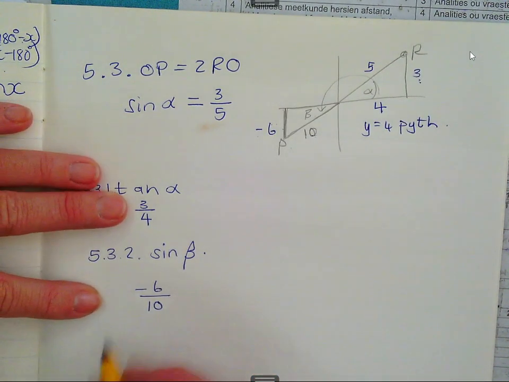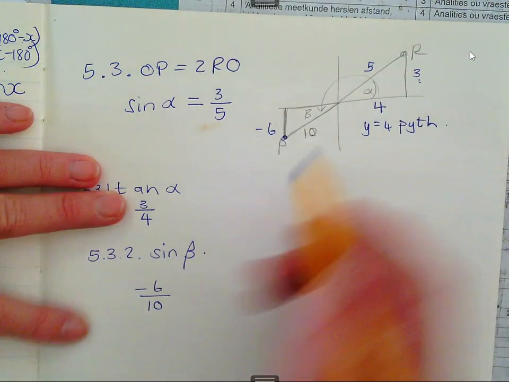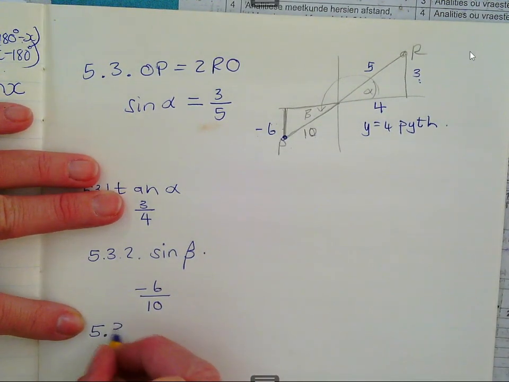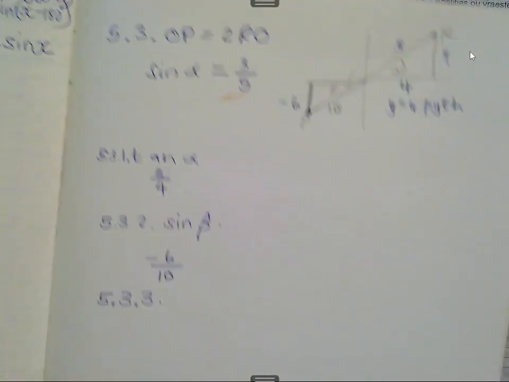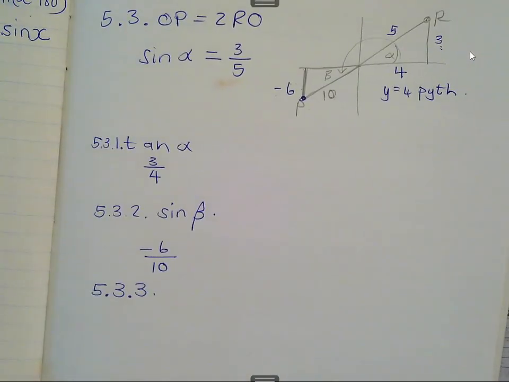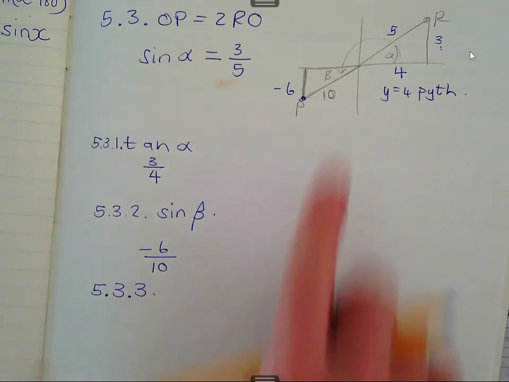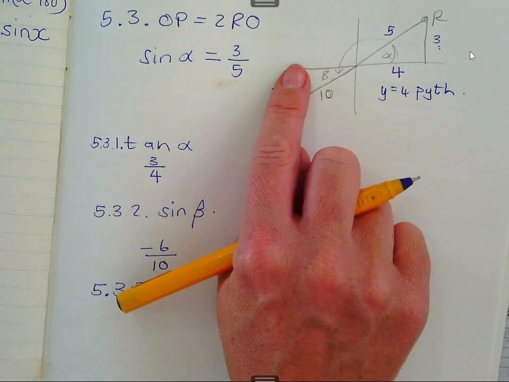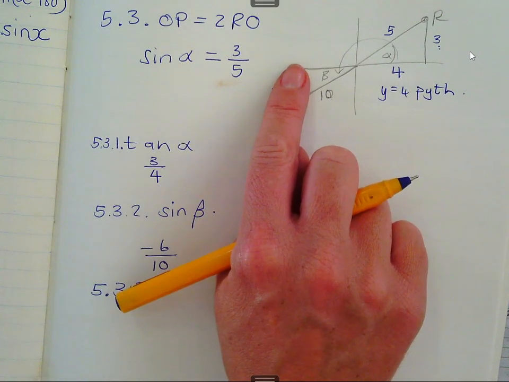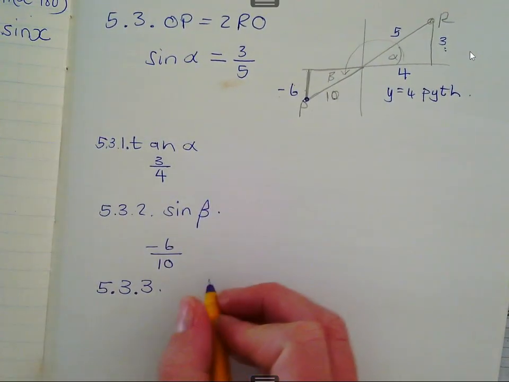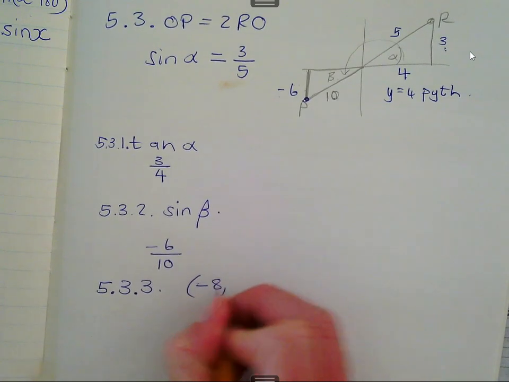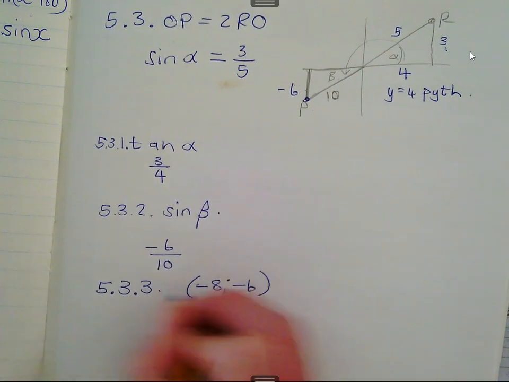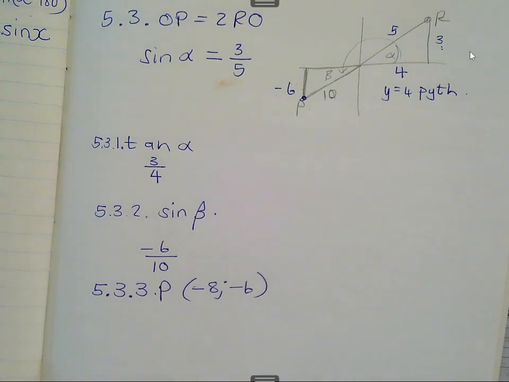And next up they wanted you to find the coordinates of P. Now if you were able to figure out 5.3.2, then finding 5.3.3 will be very easy. Because this one will now be 8. But not just 8, negative 8. So it's going to be negative 8, negative 6. That's the coordinates of P.